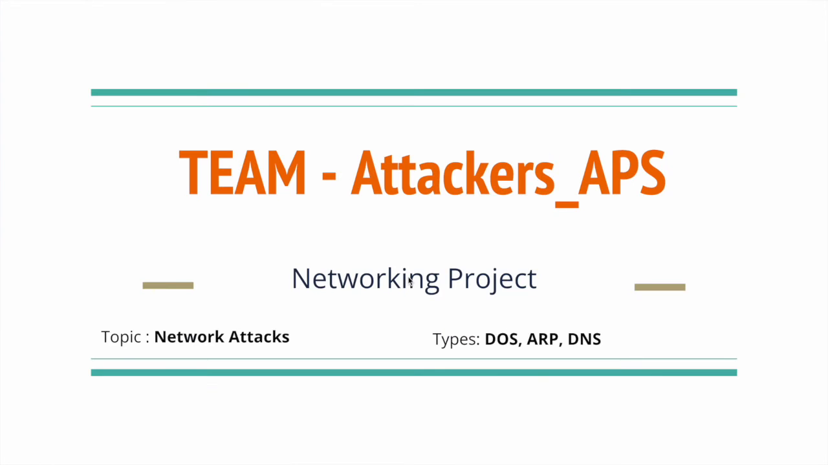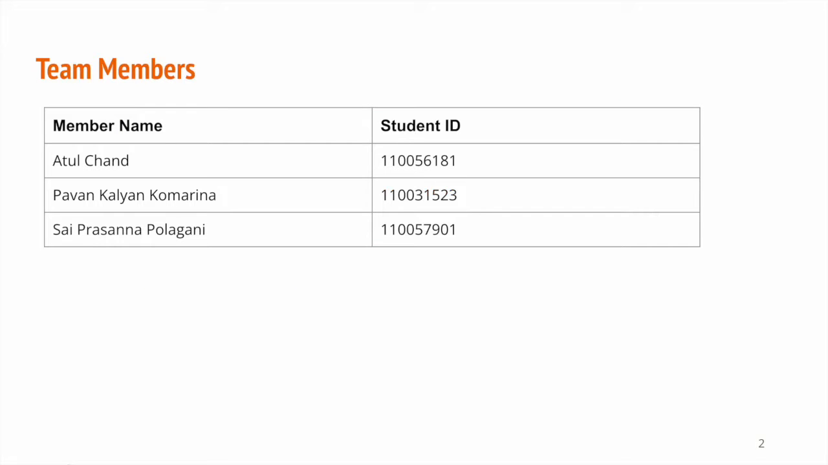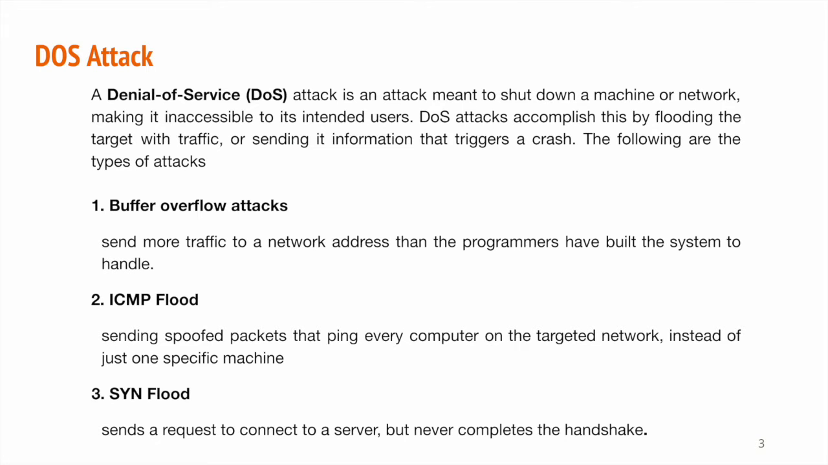Yes, so we have chosen network attacks as part of our project, and we are presenting three types of attacks: DOS (denial of service), ARP, and the DNS attacks. So we are a team of three people: Atul, Pawan, and Prasanna. I am Pawan Kalyan, and I'll be taking the DOS attack.